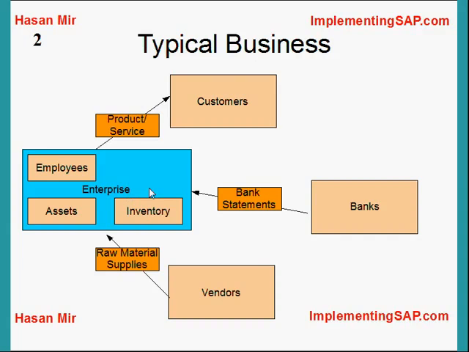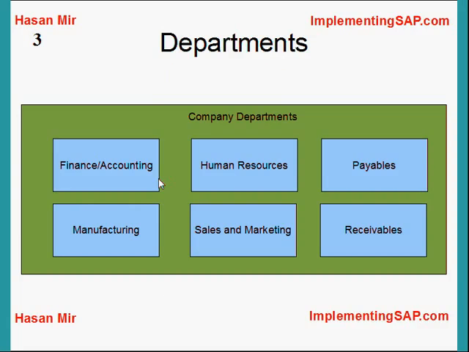So how would a company manage all these entities? In order to do that, the company has departments. Each department has a fixed role. Each department deals with a specific area of the business. For example, the finance department deals with reporting, and the HR department deals with managing employees, etc. So a typical company is divided into departments. More examples would be the payables department dealing with vendors, the receivables department dealing with customers, the sales and marketing department doing sales and marketing, and the manufacturing department dealing with the manufacturing of the company.